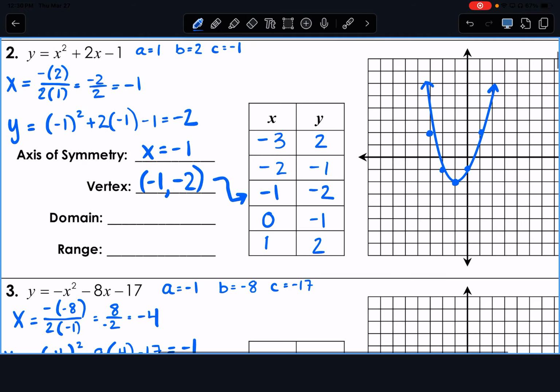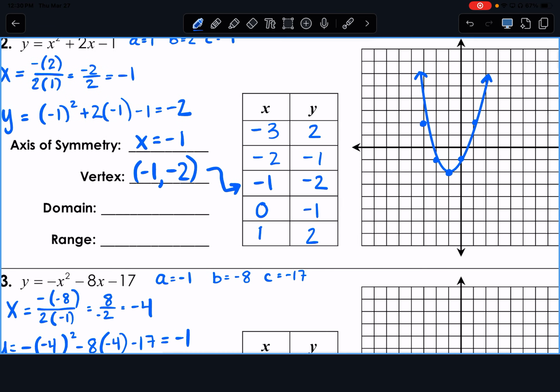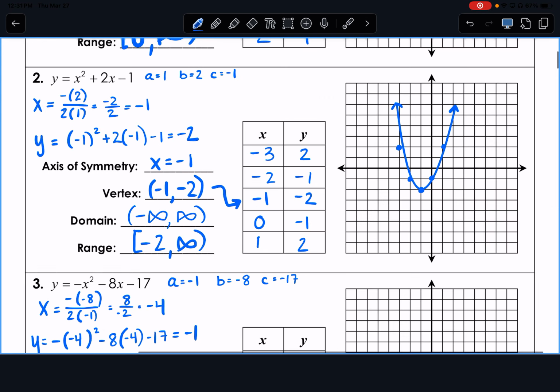Once we have our graph, we have to do our domain. What is our domain? Negative infinity to positive infinity. For our range, what is the smallest y value? Negative 2. And it goes up to positive infinity, and we use a bracket. There we go. Good job, Casey.